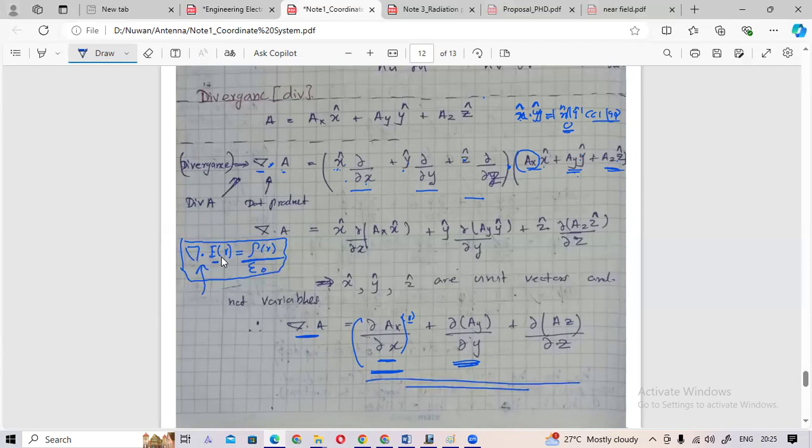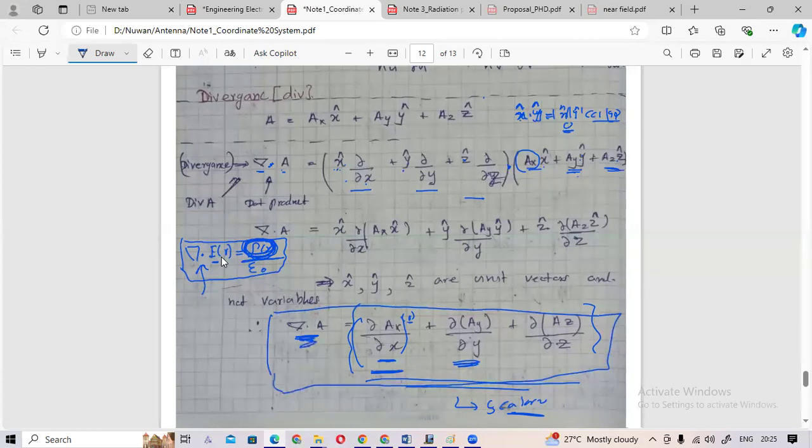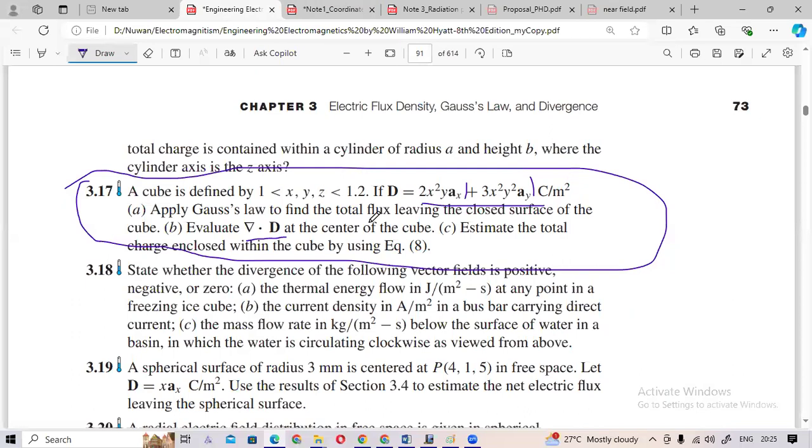So if you get the divergence of a vector, you will have this one. Here there is no direction. The vector part is cancelled. So this will be a scalar. Actually, this rho is a scalar. That is a density, the charge density. So it is a scalar. So that is the divergence. Maybe you can remember this one. This is the divergence.